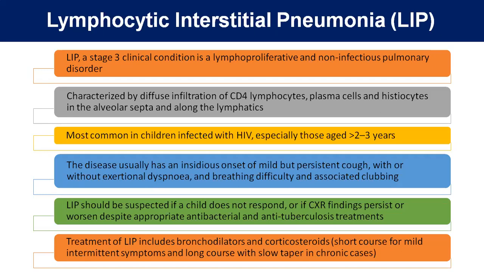LIP should be suspected if a child does not respond or if chest X-ray findings persist or worsen despite appropriate antibacterial and antituberculosis treatment. Treatment of LIP includes bronchodilators and corticosteroids, short course for mild intermittent symptoms, and long course with slow taper in chronic cases. So bronchiectasis was an infective cause. LIP is a lymphoproliferative disorder, and we have to keep this in mind.